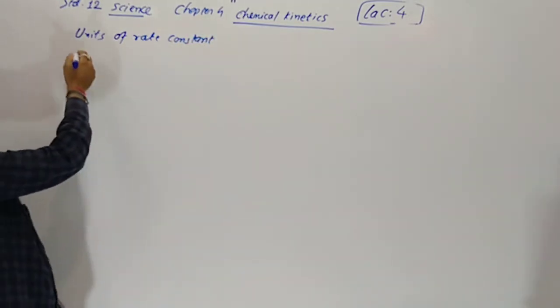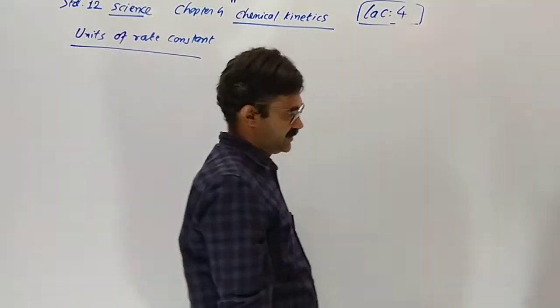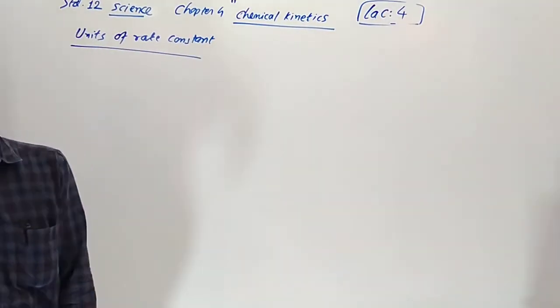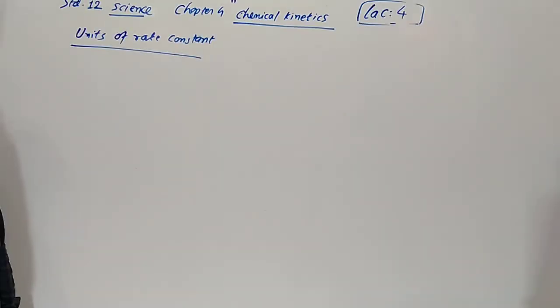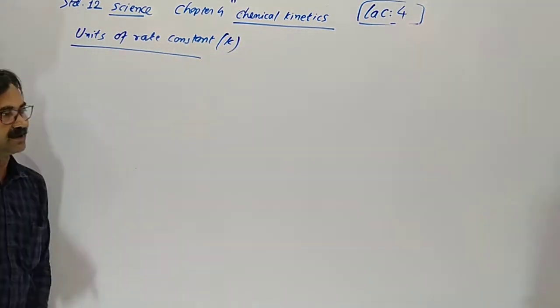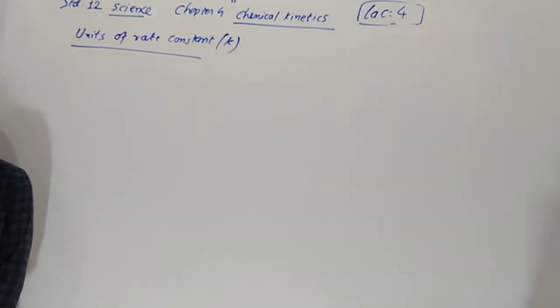From this point, questions have been asked 7 times in various exams: NEET, JEE, Gujarat Board. Yes, 7 times. So it is most important. Units of rate constant means the unit of K. We are going to discuss the units of K.